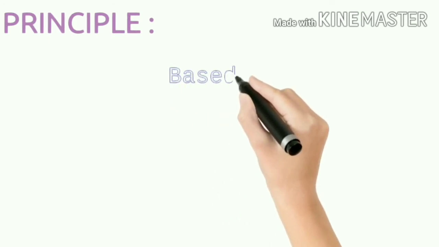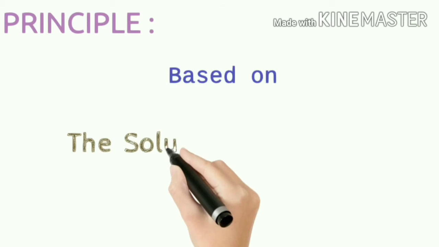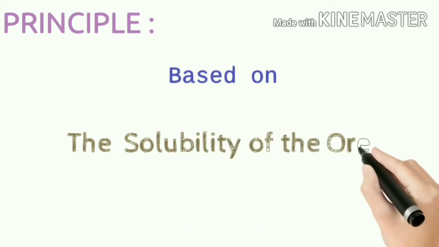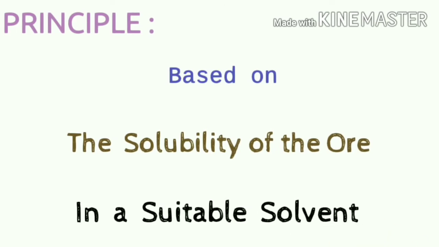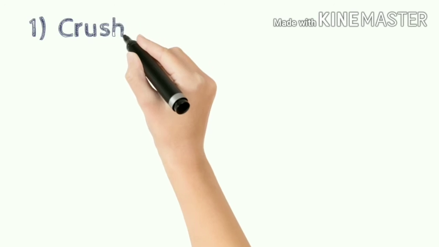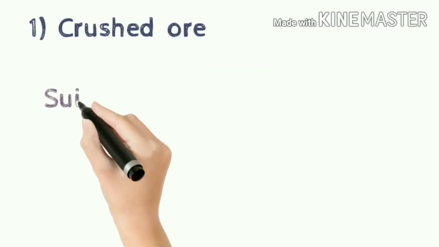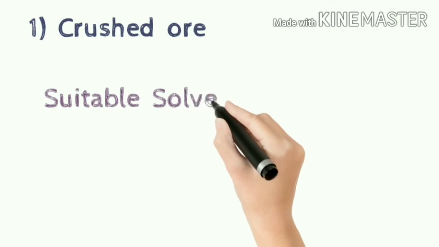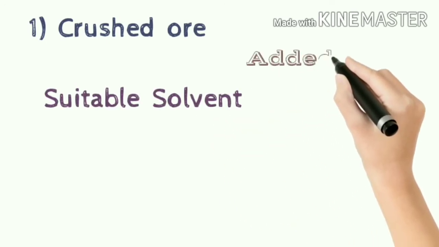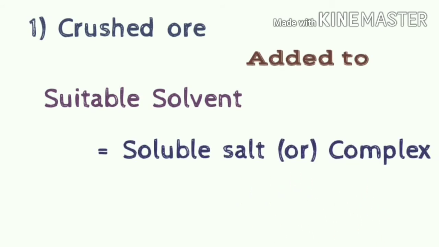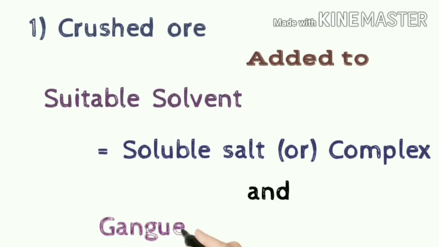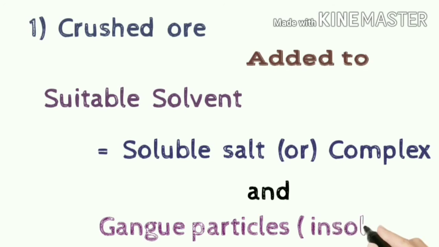What's the principle behind this leaching process? First, it is based on the solubility of the ore. So we have to find a suitable solvent for dissolving that solid ore. We take the crushed ore and dissolve it in a suitable solvent. The ore converts itself into a soluble salt or complex, and finally the gangue particles are left as insoluble.